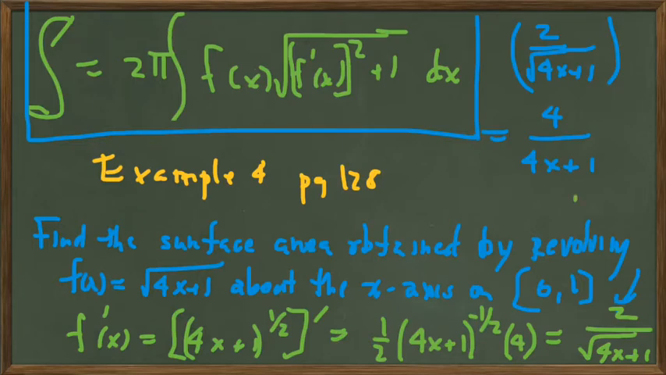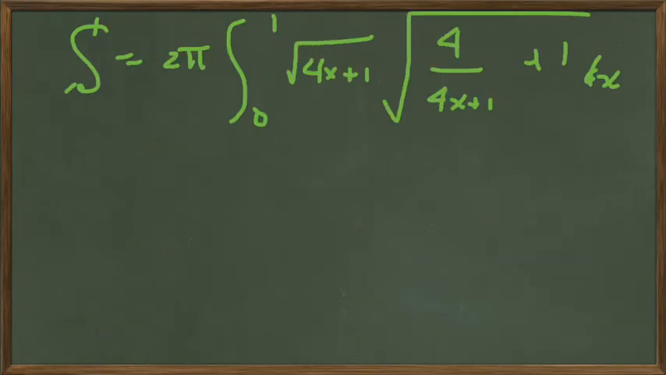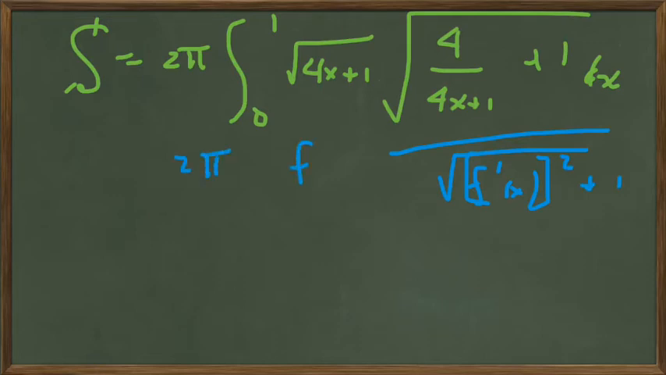And then we're going to need to square f prime of x, so let's do that. And so that gives us this 4 over 4x plus 1 that we're going to put into the formula where f prime of x is. So let's take a look at where we are on the next blackboard. So here is the square root of f prime of x squared plus 1, and this part right here is the 2 pi f of x part.